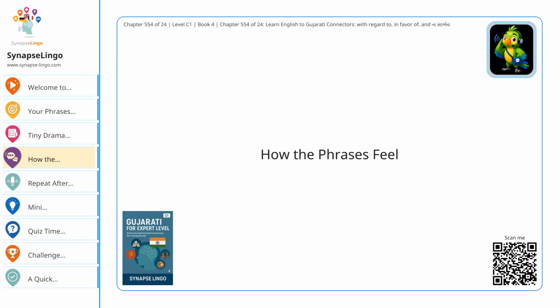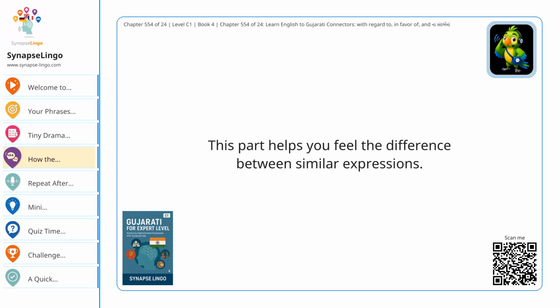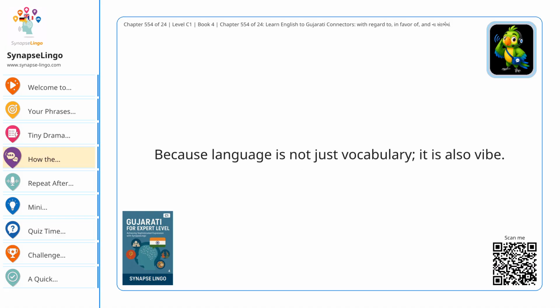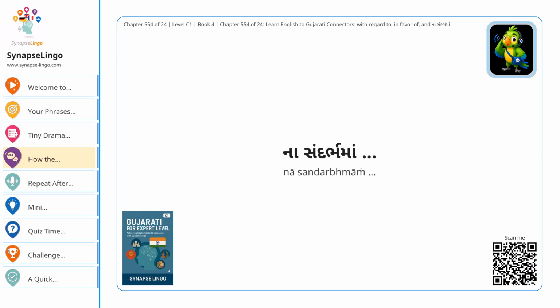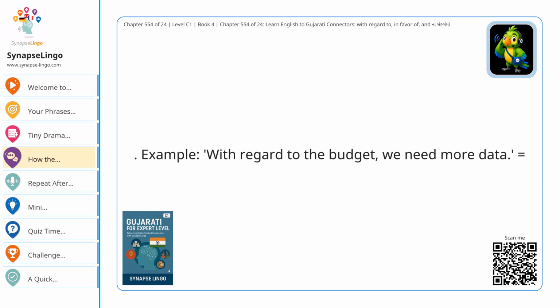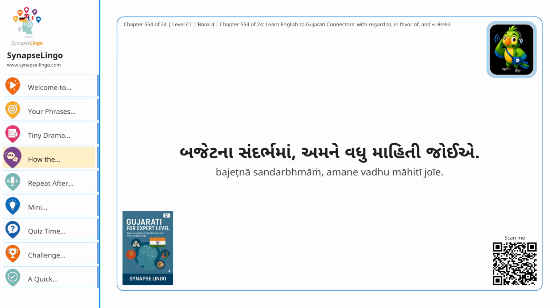How the phrases feel. This part helps you feel the difference between similar expressions. Because language is not just vocabulary, it is also vibe. Use, with regard to, when you want to sound formal and focused. ના સંદર્ભમાં. Example. With regard to the budget, we need more data, equals બજેટના સંદર્ભમાં, અમને વધુ માહિતી જોઈએ.